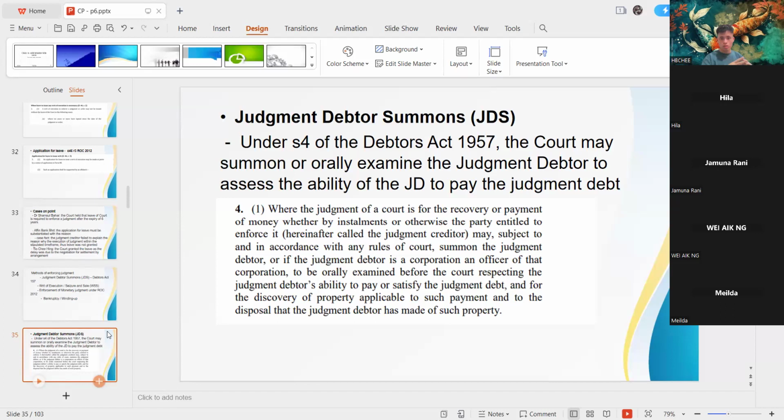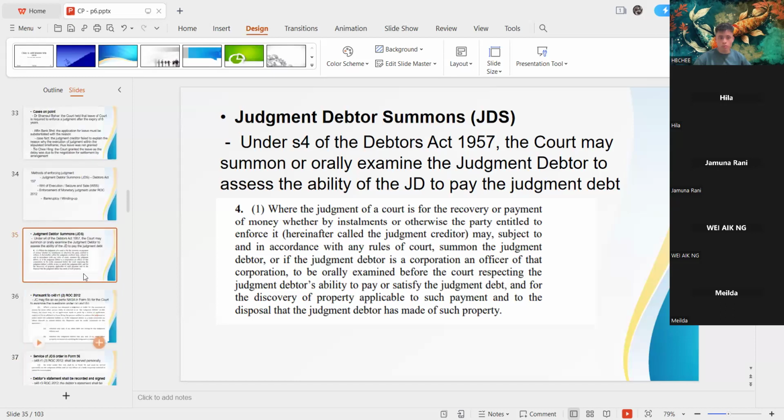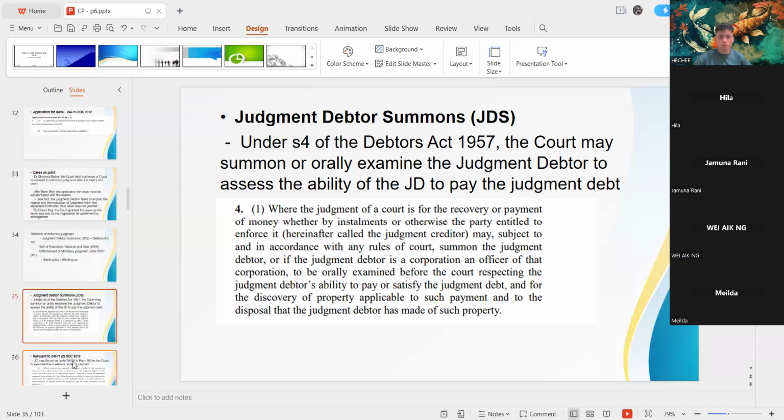So when we come to the judgment debtor summons, under Section 4, the court will summon or orally examine the judgment debtor to assess the ability to pay the judgment creditor. I'm so sorry, there are some double errors here. I will amend it fast and post it to the group.